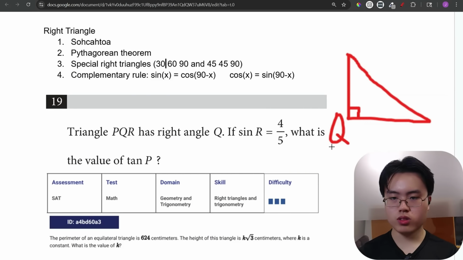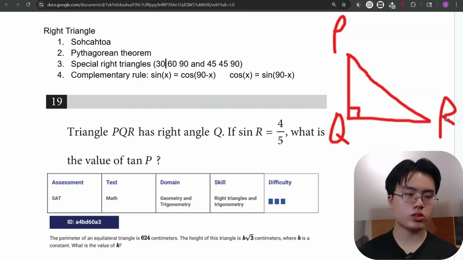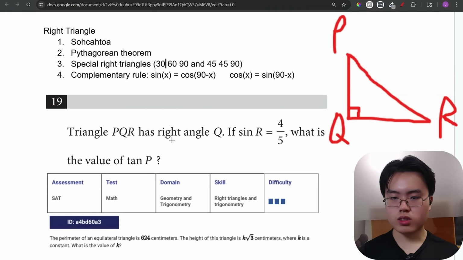So we know this is the right angle. It doesn't really matter what the other ones are. Let's just do P and R. We just know it's a triangle and Q is the right angle. That's it. It doesn't matter what these are. R could be here, P could be here. Okay, and then sine of R equals 4/5, and we see sine.